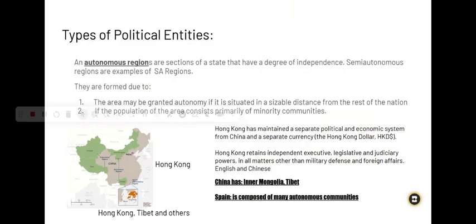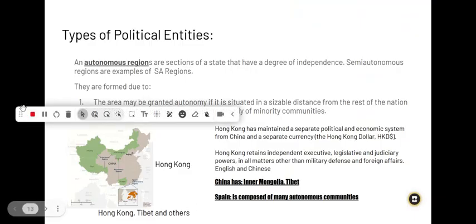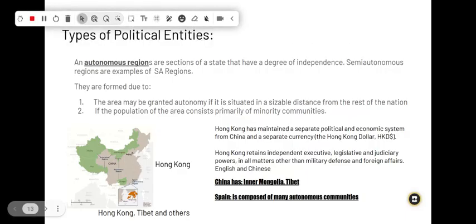Okay, so types of political entities. So we're going to go ahead and talk about autonomous regions and semi-autonomous regions. In this one, some regions have autonomy. That means self-rule within a larger country, and they're able to regulate a lot more of what they do. So they have some degree of independence. For example, Hong Kong technically is a part of China, but they have their own legal system and their own currency. Native American reservations in the U.S.